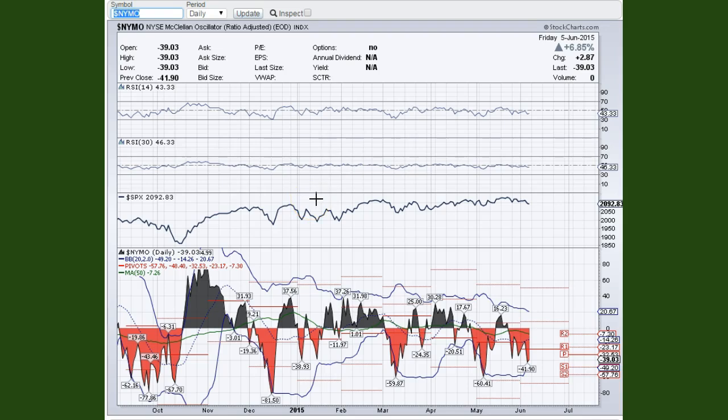So here we are with the McClellan Oscillator, which I've shown in many of my charts, and this is how you read it. This is simple. You can get this from stockcharts.com and just type in $NYMO. There is also the Nasdaq McClellan Oscillator.